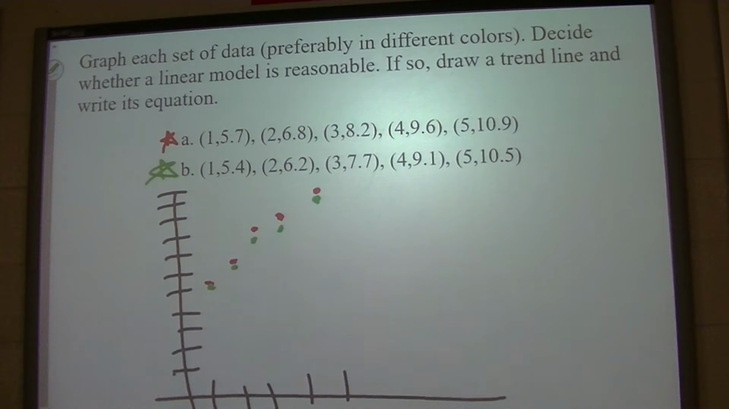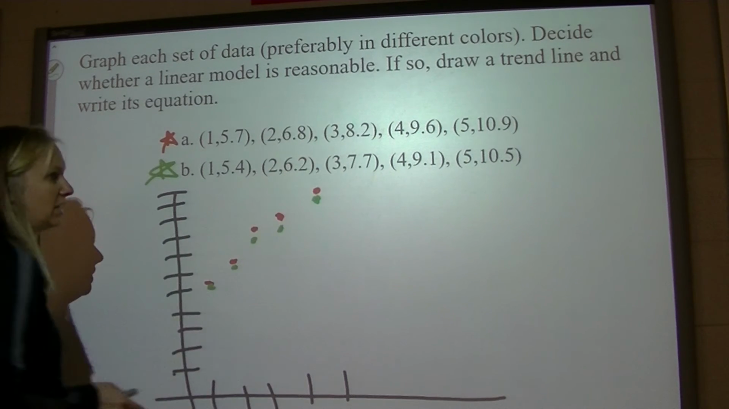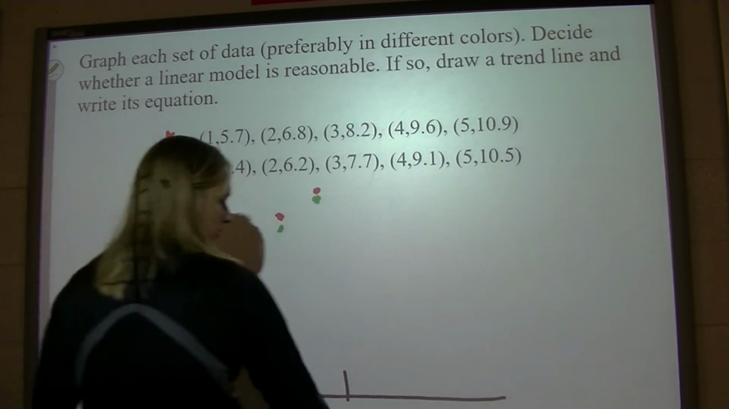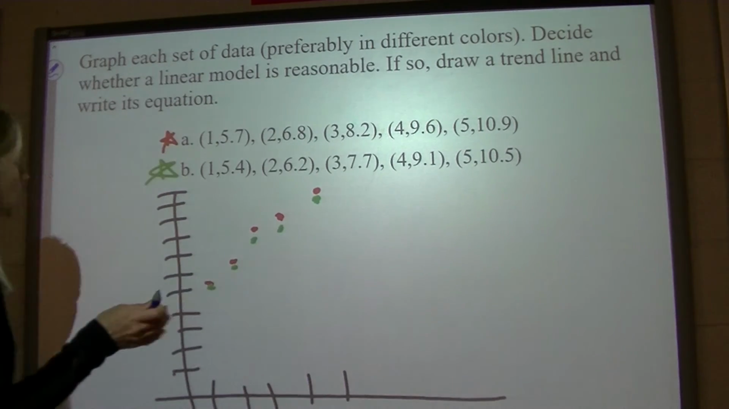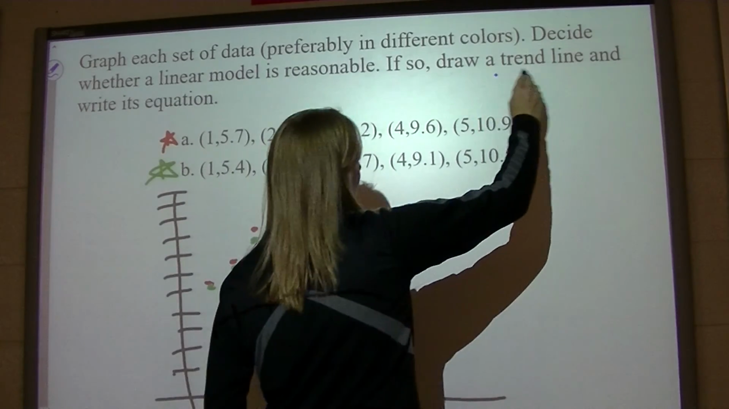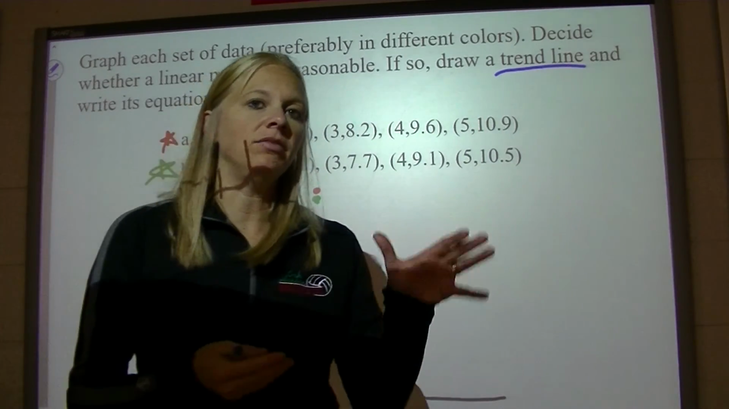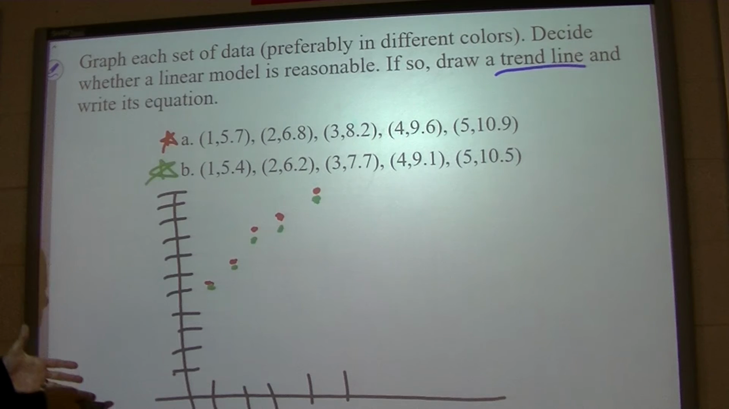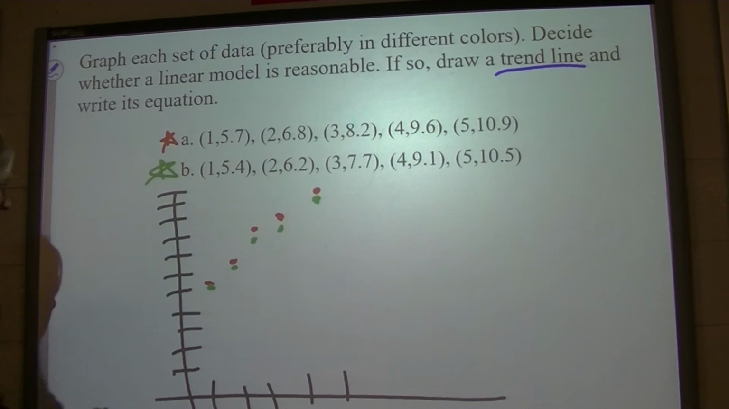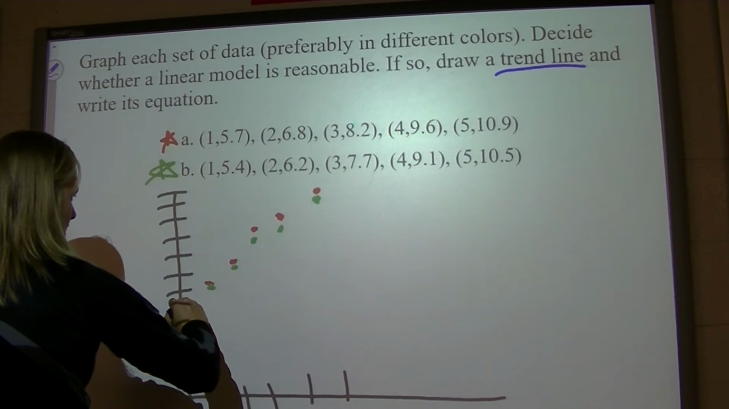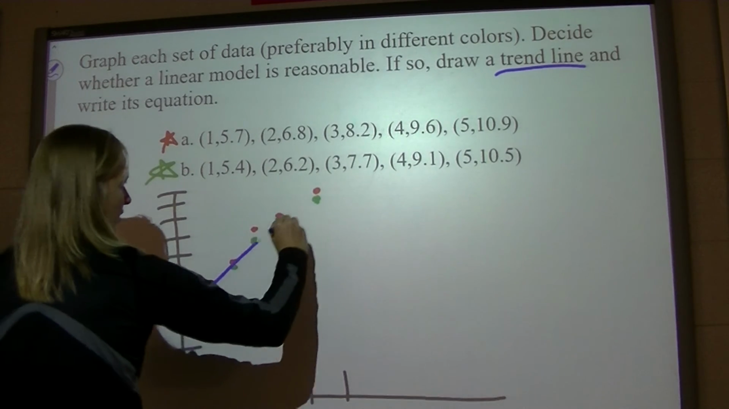Linear model reasonable? Heck yes. This is strong positive correlation, so I would definitely say a linear model is reasonable. So let's draw a trend line. Now make sure with your trend line you have about the same number of points above and below the line to really identify what that trend line is. So I would say it's something like that.